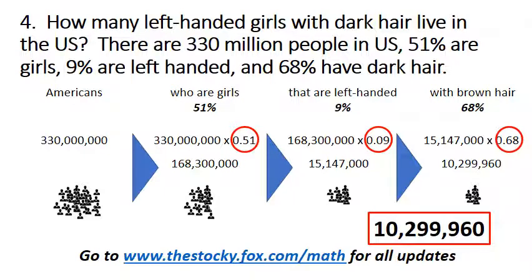And we got that by taking the 330 million we started with and multiplying it by each of those percentages. 51% times 9% times 68%. And just in case you're wondering, you could have done that in any order. So long as you multiply all three percentages, if you multiplied the 68% first, it would have given you the same answer as we got. 10.3 million.